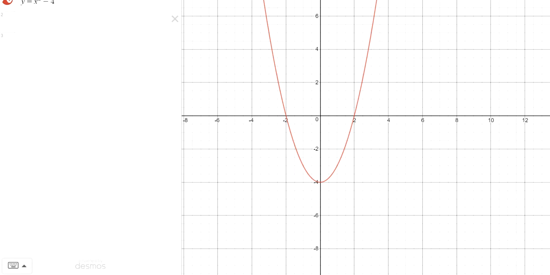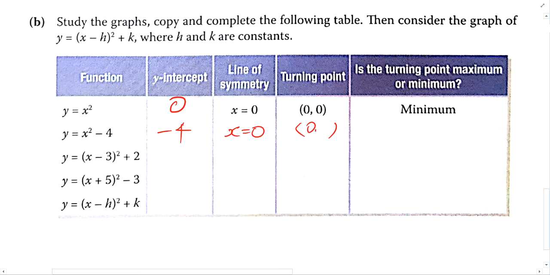-4, 0, -4. Don't mix up. X coordinate first. 0, -4. And is it a maximum or minimum? Minimum.